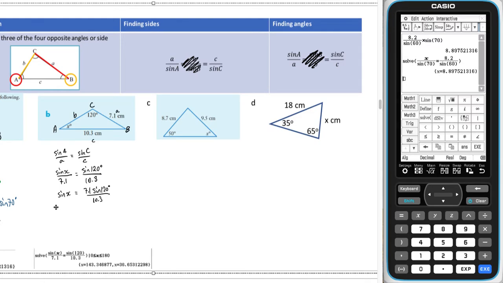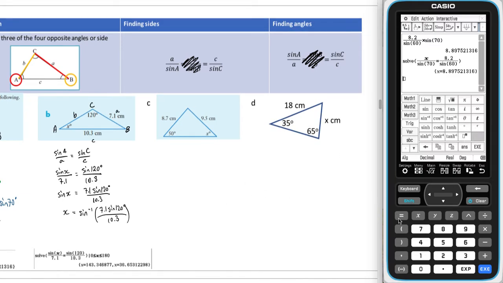So we're actually going to get that there. So let's have a look at this. You need to go into Trig for this. And if we go into Trig, you find inverse sine.